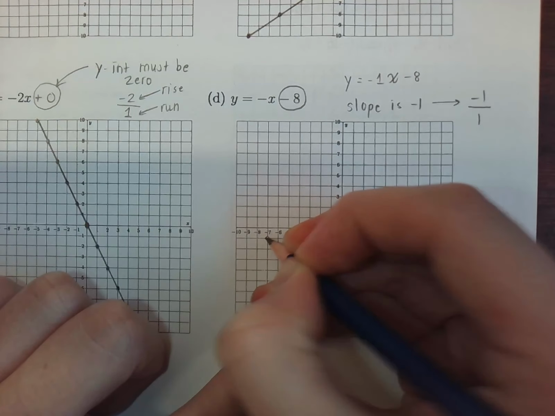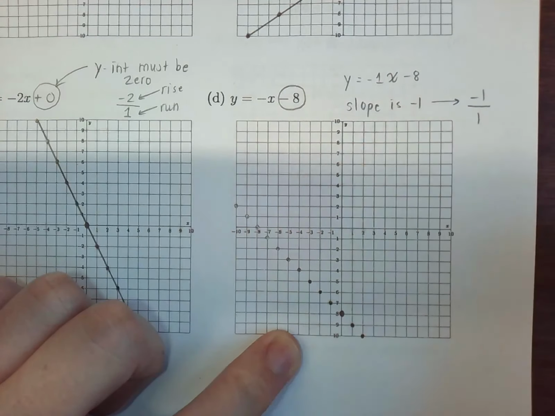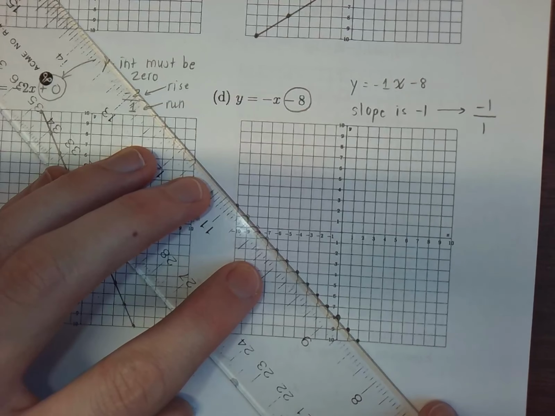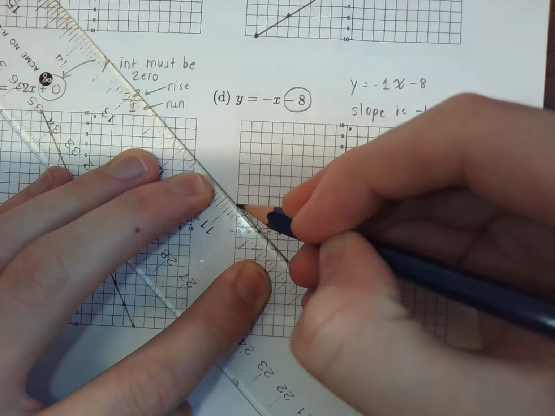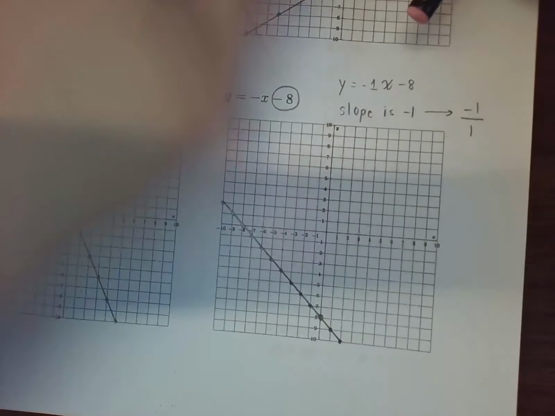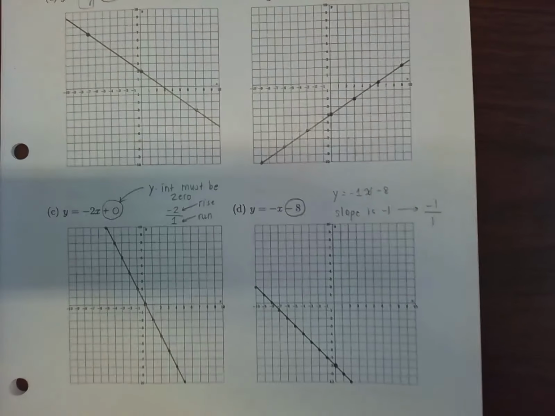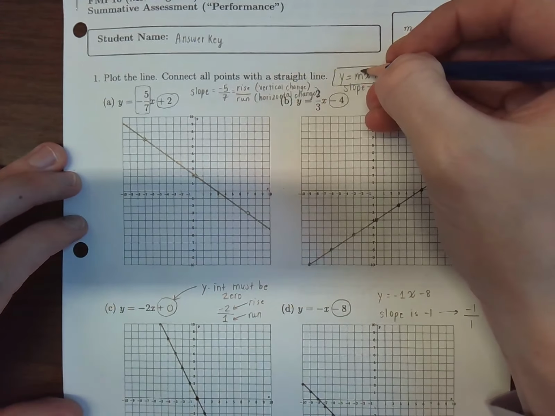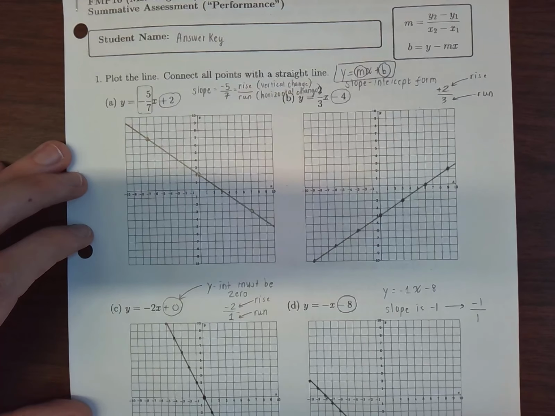I don't really have to keep drawing all of these points, but I guess I'm almost there anyways. Okay, there we go. That's page 1. So that's what we do. We're just looking for our y equals mx plus b. What's my slope? What's my y-intercept? Okay.